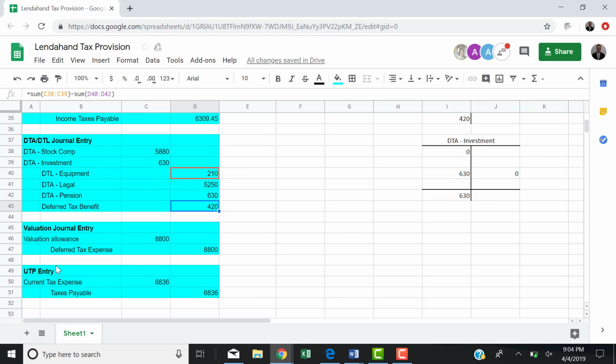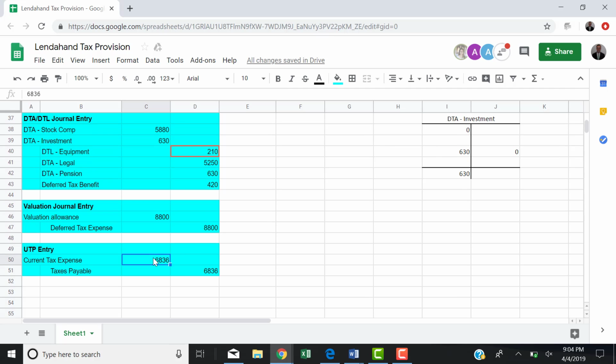You realize that you have extra debits at the end, so you have to credit the deferred tax benefit of 420. Valuation journal, it gave us the information that 10,000 starting, 1,200 at the end, so we know that 8,800 was the plug. We add that as a debit to the valuation allowance to decrease it, and that then increases our deferred tax expense.